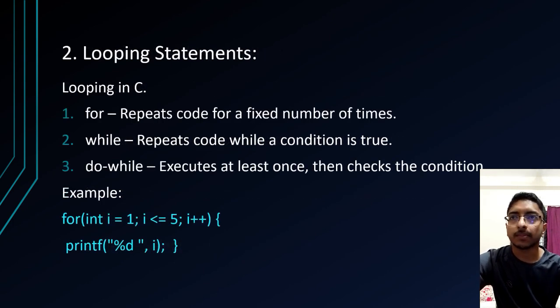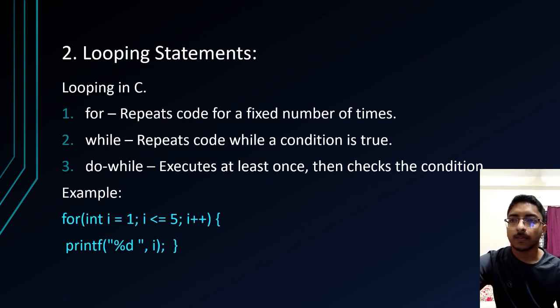Also we have looping statements. Number 1, for: it repeats code for a fixed number of times. Also we have while: it repeats code while a condition is true. We also have do while: it executes at least once, then checks the condition.